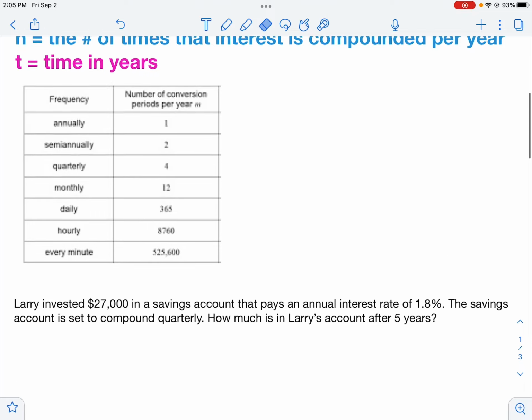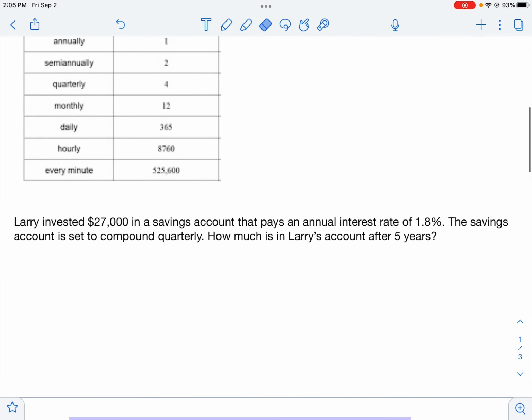All right, we're going to look at the first one. Larry invested $27,000 in a savings account that pays an annual interest rate of 1.8%. The savings account is set to compound quarterly. How much is Larry's account after 5 years? So let's start with what we know.